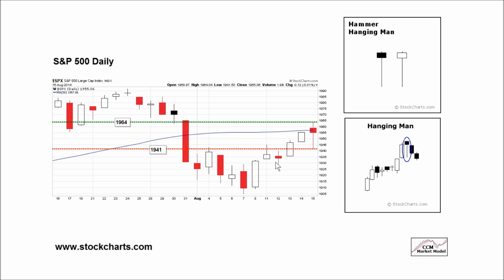We also know that if we're tossing and turning at night and we're worried about a multiple month correction that could last 120 days possibly and see prices fall 10% plus, if that's what we're worried about, we also know that that can't happen until Friday's intraday low of 1941 is taken out.